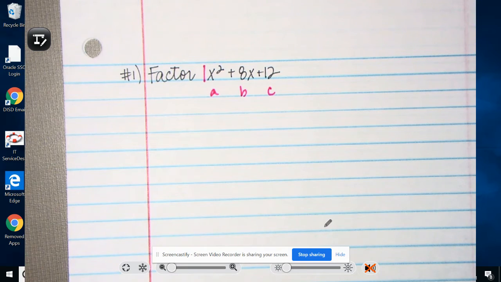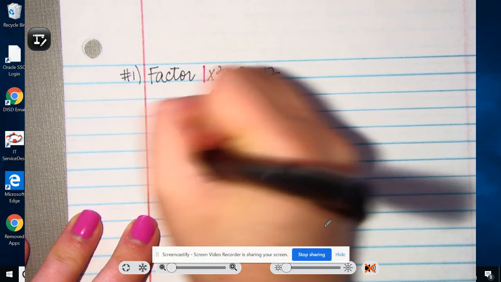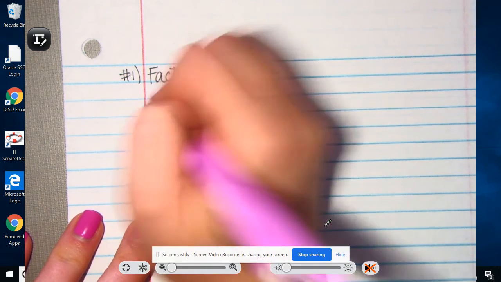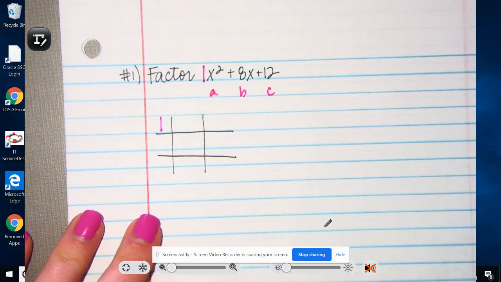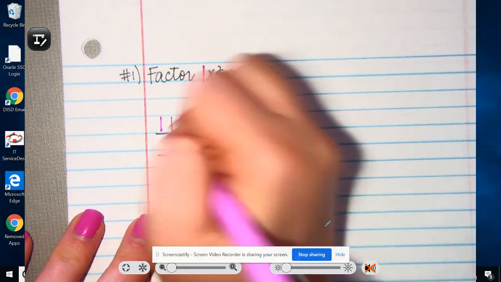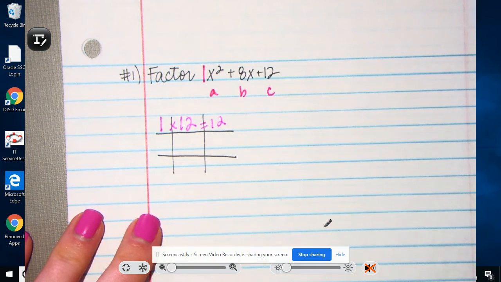Next, we're going to set up our tic-tac-toe board. And then in our first box, we're going to have A, which is 1. And then in our second box, we're going to have C, which is 12. And then for my last box, we have A times C, so 1 times 12.